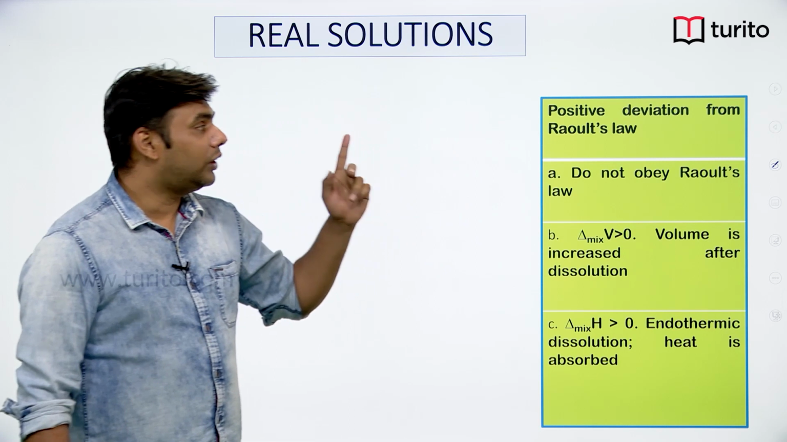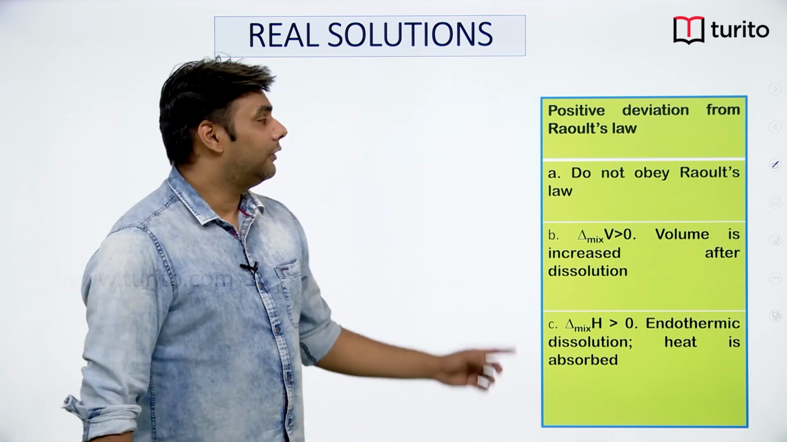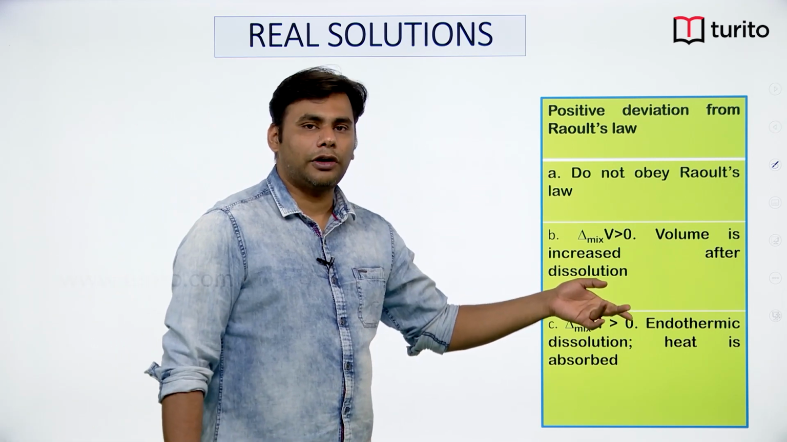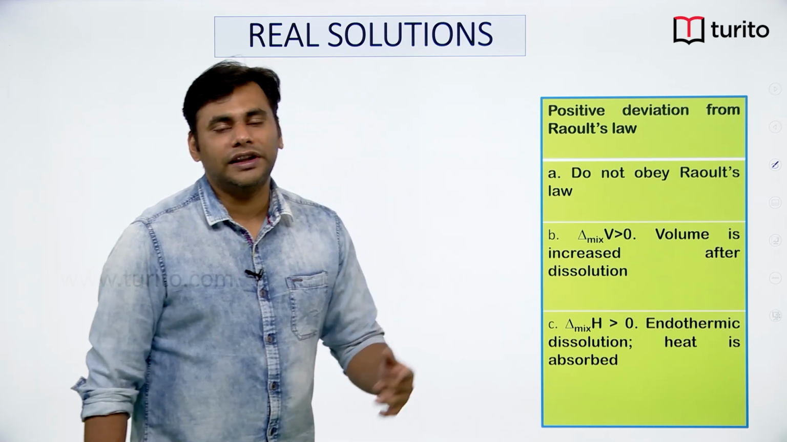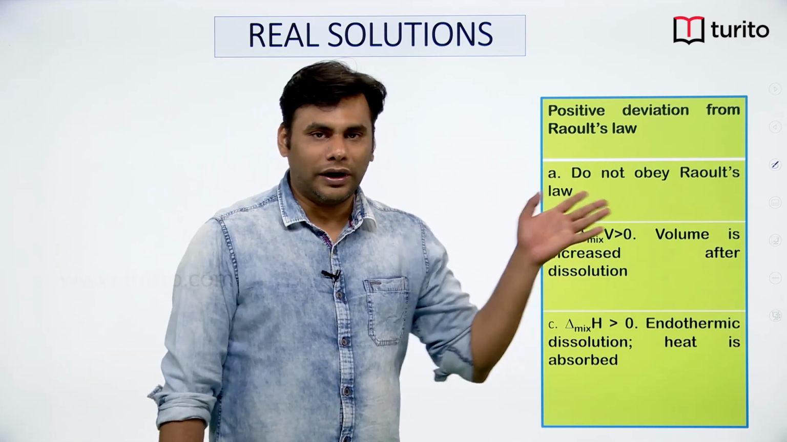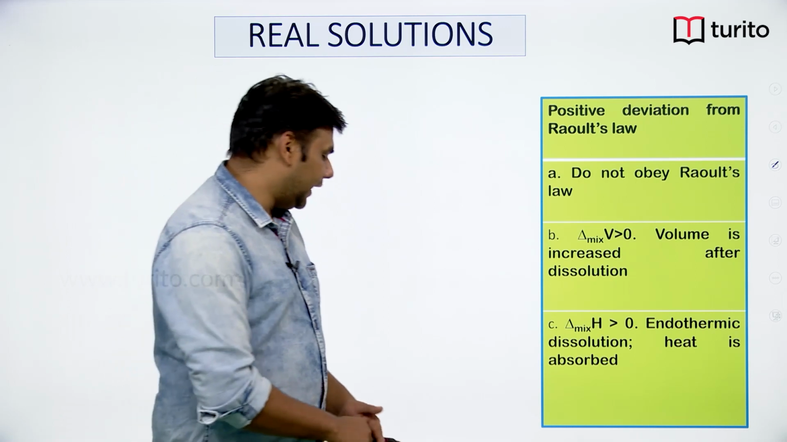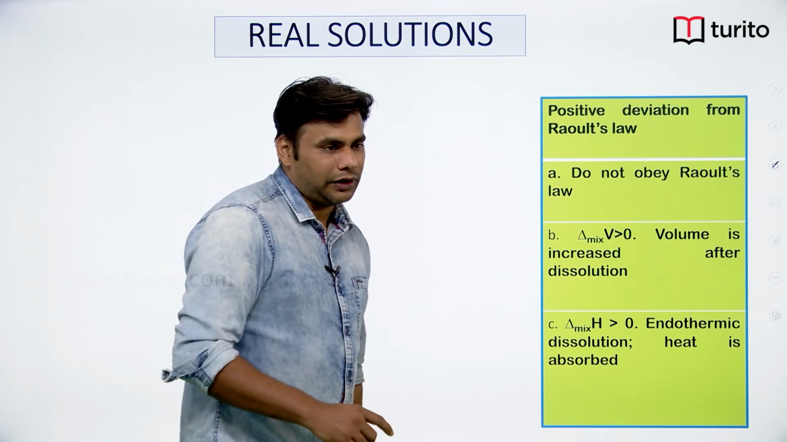Okay, now there are two types of real solution, one which shows positive deviation from Raoult's law and the other which shows negative deviation from Raoult's law. To understand what is positive deviation and negative deviation, let me explain it through an example.